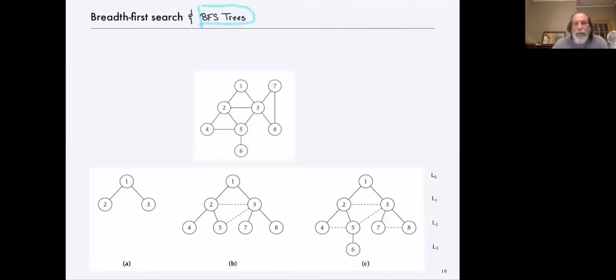When we do a breadth-first search, we can think of building a thing called a breadth-first search tree corresponding to that particular search. So I'm doing an illustration of an algorithm and building the tree at the same time. So here's our graph. And we'll start with vertex 1 at level 0. Then level 1 will have all the neighbors of vertex 1. So what are those? 2 and 3.